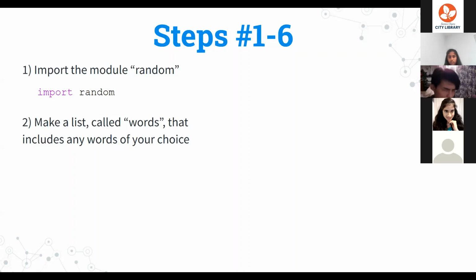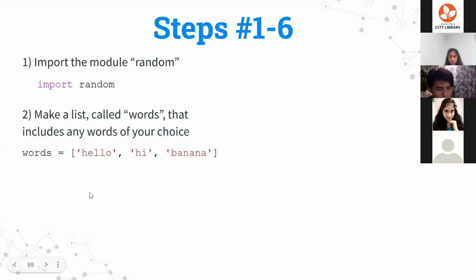Okay, I will now reveal the answer for this step. Your program doesn't have to look exactly like this, but it should look something like this. You should have a list named words, and you should use a single equal sign, and you should have square brackets, and you should have several different words. You can use either single quotes or double quotes, and you should have commas separating those different items of your list.